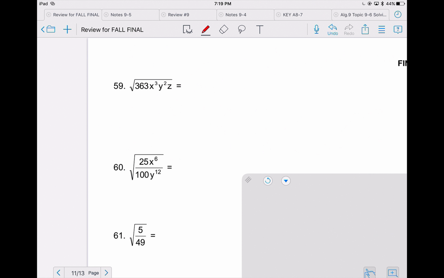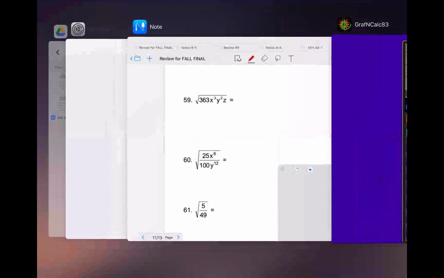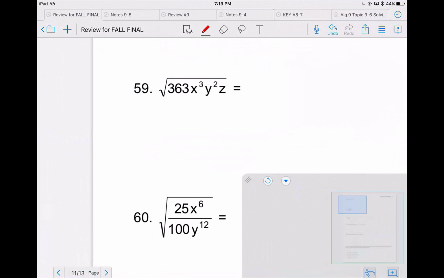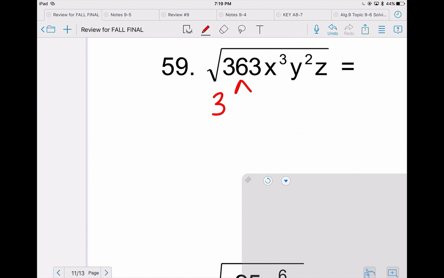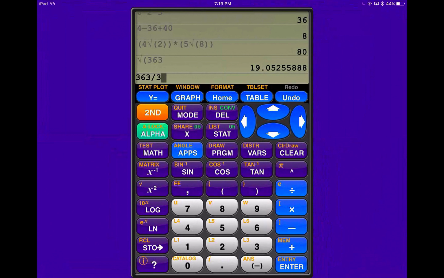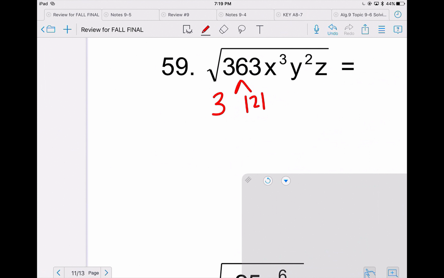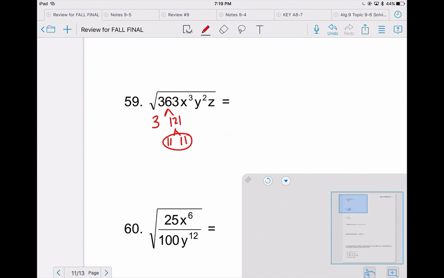59, I'm going to see if the square root of 363 simplifies nicely before I do anything, and it does not. So now I have to do it by hand. If you get a decimal, make sure you do it by hand. So 363, I can see a 3 is obviously going to go into it, and 121. 3 I can't break up, but 121 is 11 and 11. So for my final answer, I'm going to have 11 on the outside and a square root of 3 on the inside.